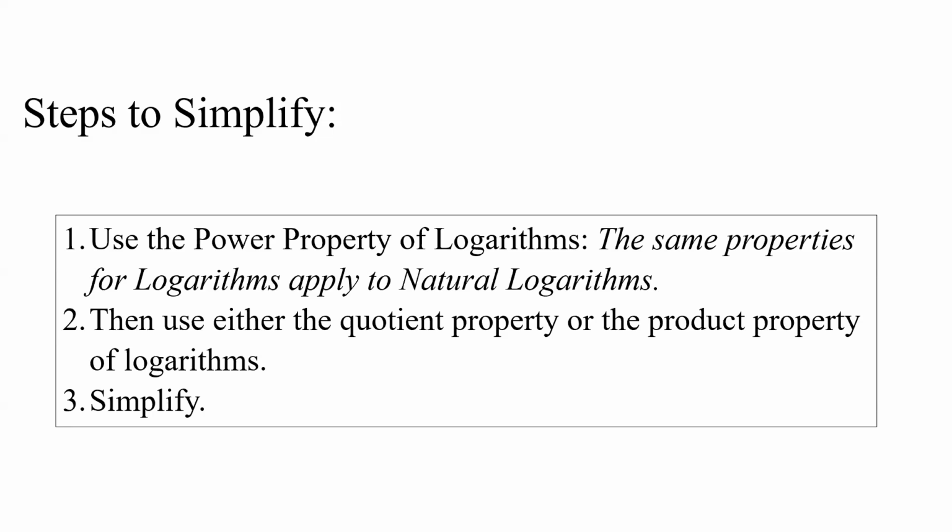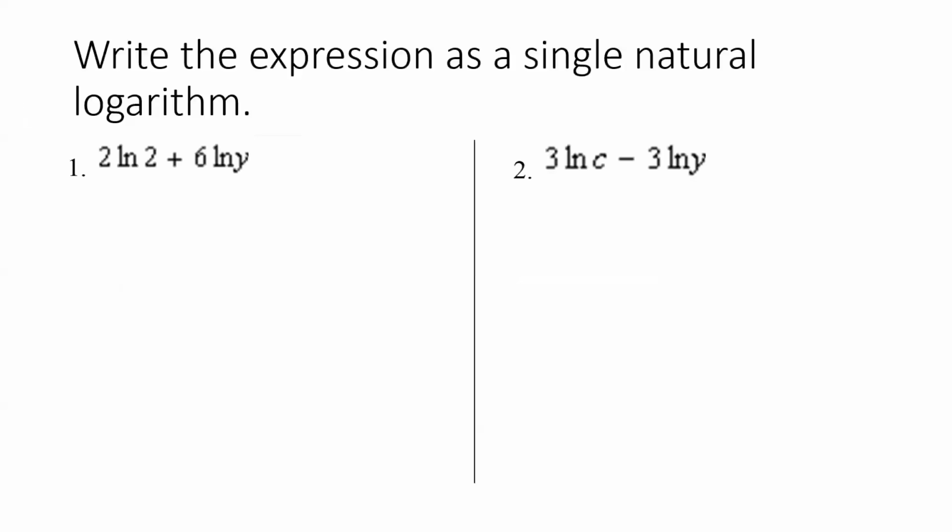Then we're going to use either the quotient property or the product property of logs. Remember, the quotient property is if you're subtracting two logs of the same base, then you can divide their arguments. The product property is if you are adding two logs of the same base, then you can multiply their arguments, correct? All right, so that's a review of knowledge that we already should have.